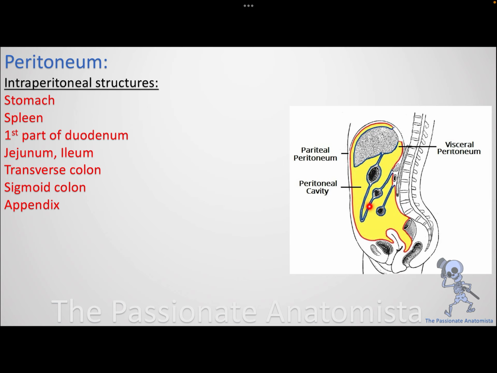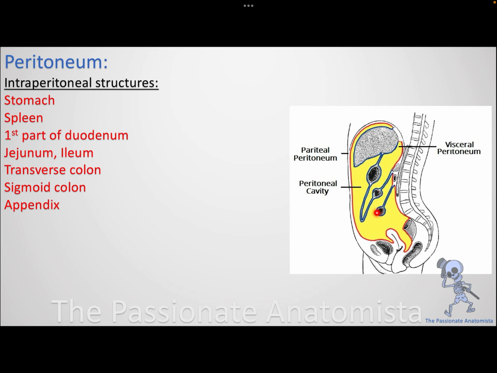It has two layers here and two layers here, and the greater omentum is the only ligament that has these four layers of peritoneum. All right, and the transverse colon is attached anteriorly to the greater omentum and posteriorly to the transverse mesocolon. And the transverse mesocolon attaches the transverse colon to the anterior border of the pancreas.